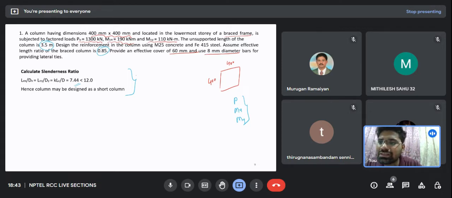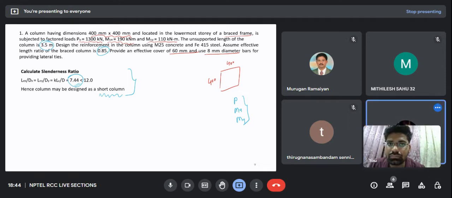So, what I was saying, firstly, before initiating the design of columns, we will have to check whether the column is short or long. So, how to check that? I will find the slenderness ratio, and the slenderness ratio is falling below 12, and that is the reason I am classifying it as a short column. Now, what else should I check before initiating the design? I have checked the slenderness ratio. What is the other thing that I should check first?